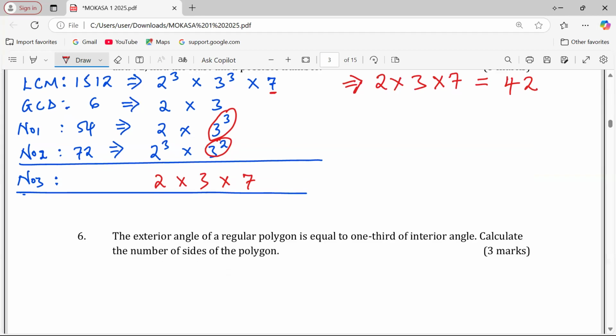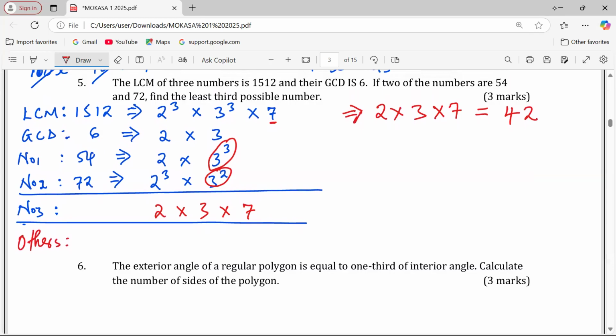There might be other numbers. We are done with the question, but there might be other numbers, whereby the incoming number must have 2, but now that 54 is having 2 power 1, the incoming number can still have 2 power 2. Reason being, 54 is already restricting them to the GCD.